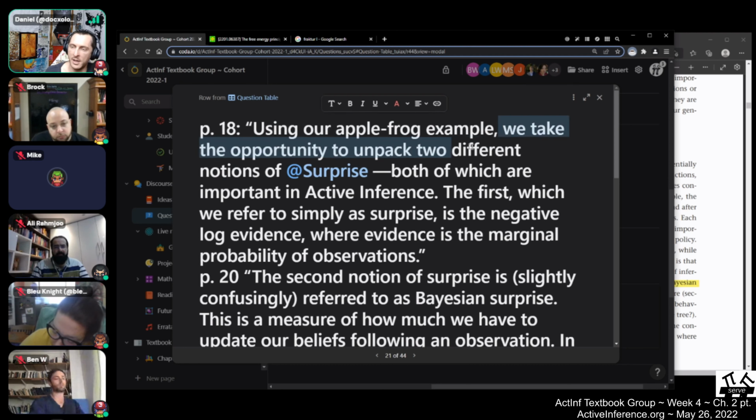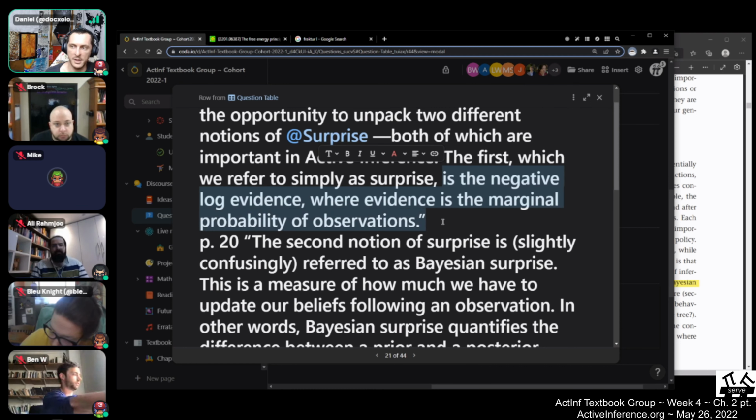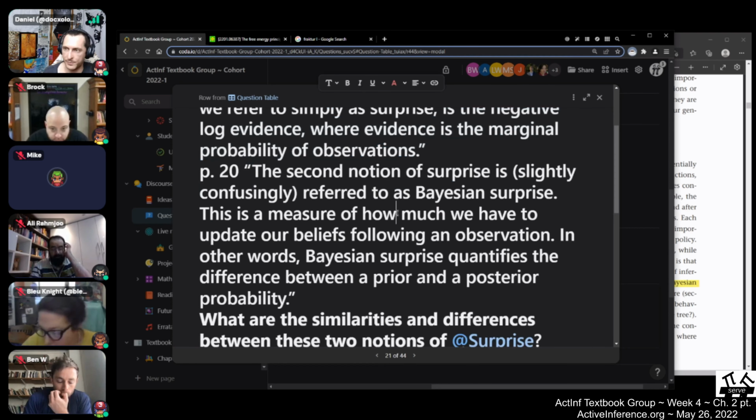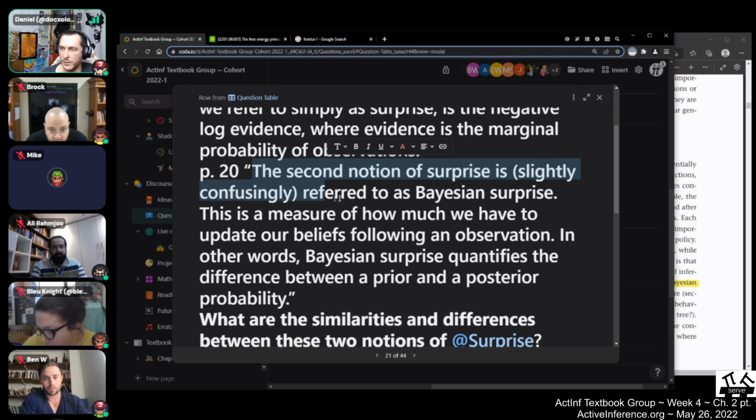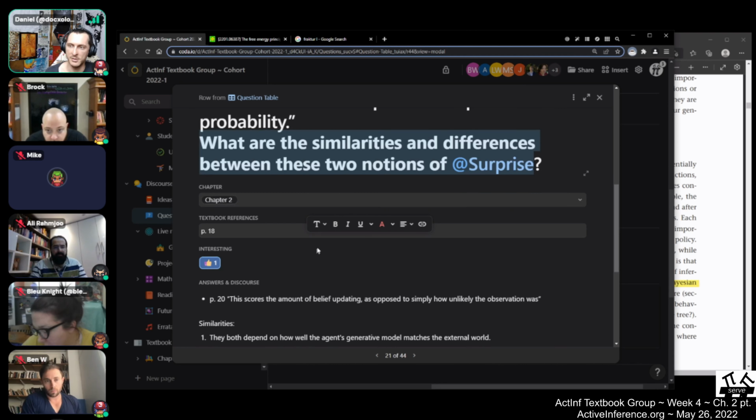We take the opportunity to unpack two different notions of surprise, both of which are important. The first we refer to simply as surprise. It's the negative log evidence, where evidence is the marginal probability of observations. We saw that first sense of surprise with the fracture I in the previous table. The second notion is referred to as Bayesian surprise. This is a measure of how much we have to update our beliefs following an observation. In other words, Bayesian surprise quantifies the difference between a prior and a posterior probability. What are the similarities and differences between the two notions of surprise?